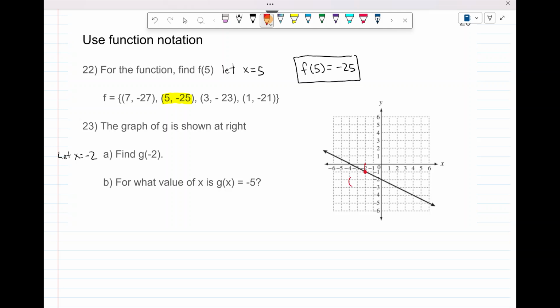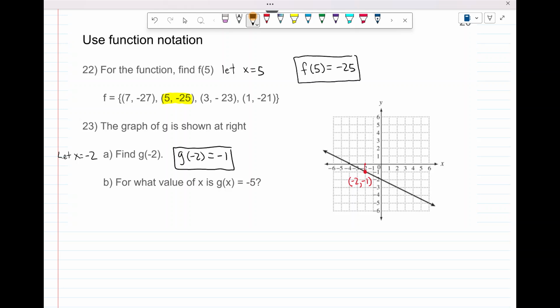Now this point is negative 2 comma negative 1. And so that means that when my input is negative 2 in this function, my output is negative 1. So g of negative 2 is equal to negative 1.